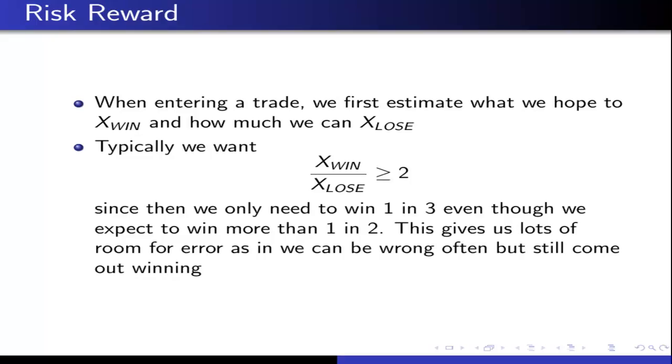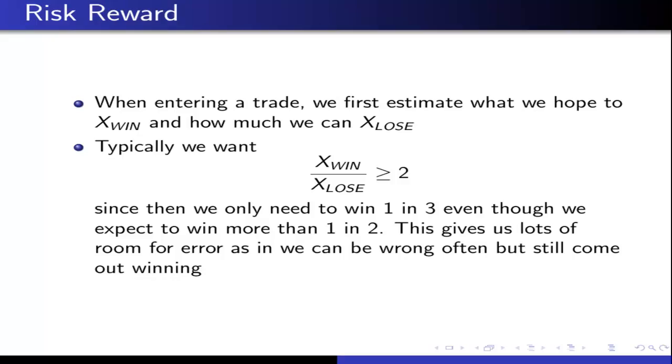So typically we want Xwin divided by Xlose to be greater than or equal to 2. So basically 2-to-1 odds if you're betting on a horse. Since then we only need to win 1 in 3, even though we expect to win more than 1 in 2.